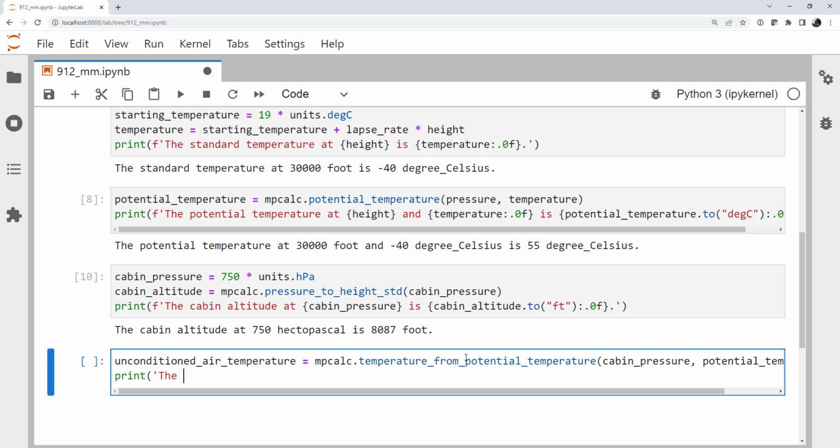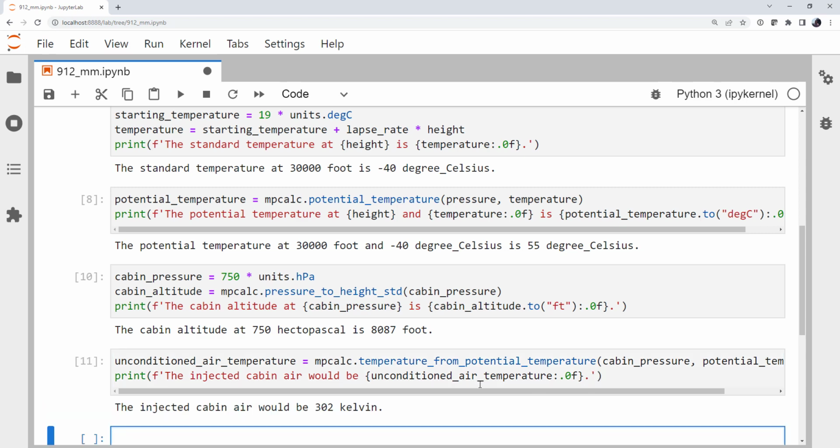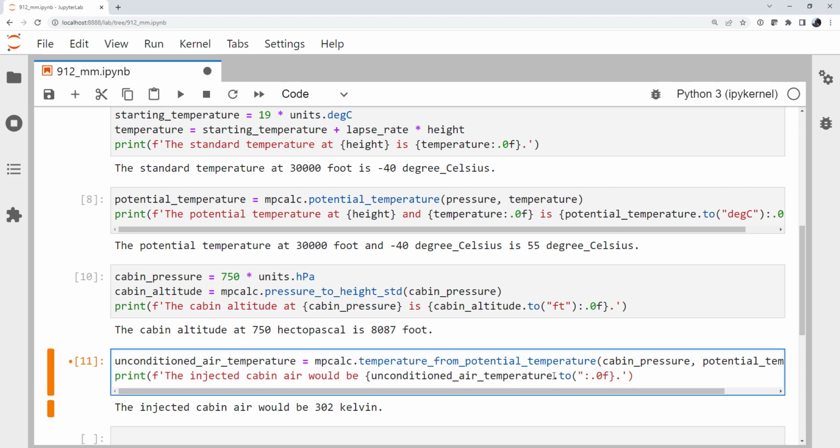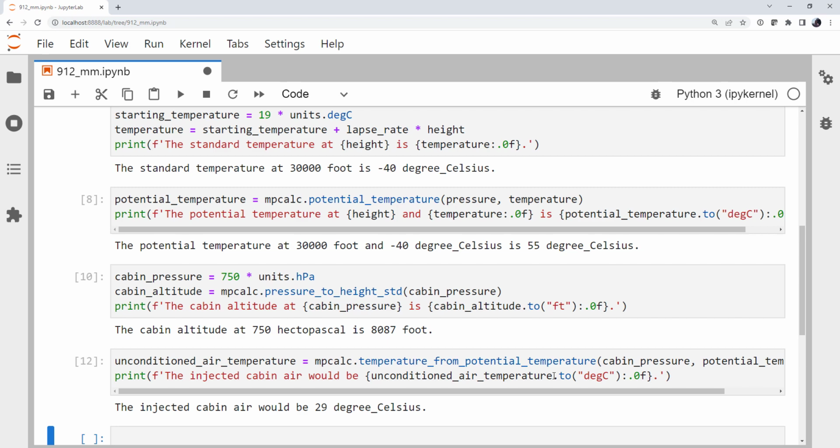So the injected cabin air would be unconditioned air temperature. And let's make sure that's an F string. And we get a result in Kelvin. Let's go ahead and take that to degrees Celsius. 29 degrees Celsius. If you think in Fahrenheit, that's 84 degrees Fahrenheit. So we would be having very, very hot air injected.